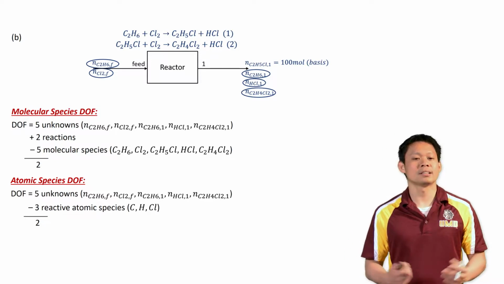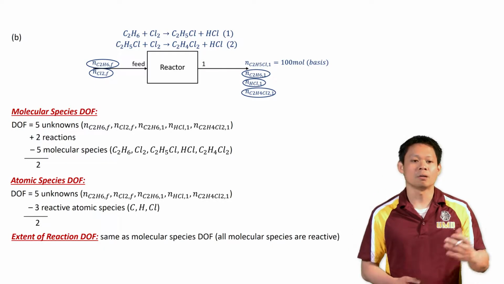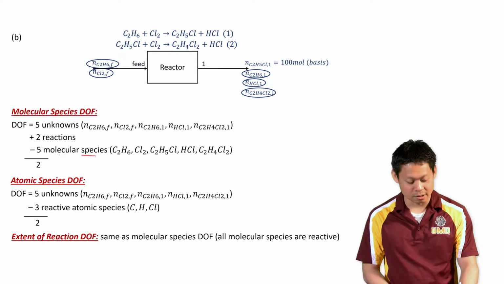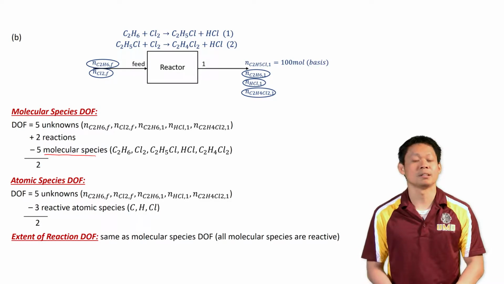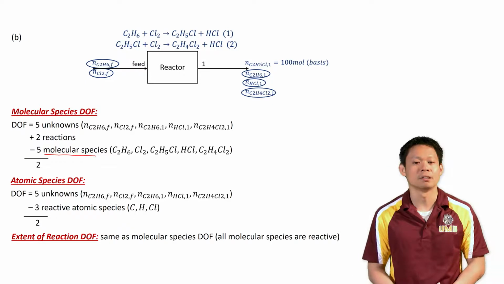If you go through the extent of reaction degree of freedom, it is actually the exact same as the molecular species, because in this case, all the 5 molecular species that we listed out down here in the molecular species method are reactive. There's no non-reactive species. We don't have to split that out at all. So it's going to look exactly the same.